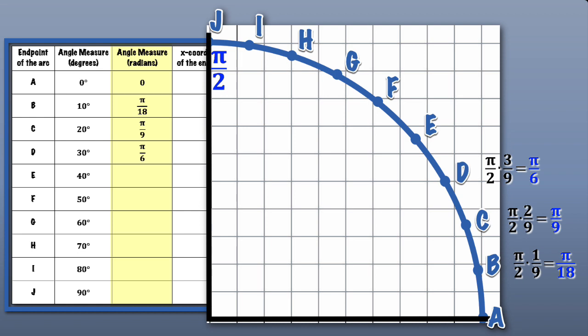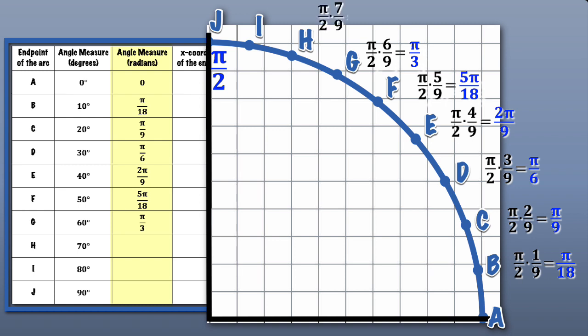Point E is pi over 2 times 4/9, which is 4 pi 18ths. Point F is 5/9, so we have 5 pi over 18. Point G is 6/9, which simplifies to pi over 3. Point H is 7/9, so we have 7/18 pi. Point I is 8/9, so we have 4/9 pi. And finally, 9/9 of pi over 2, which is pi over 2.